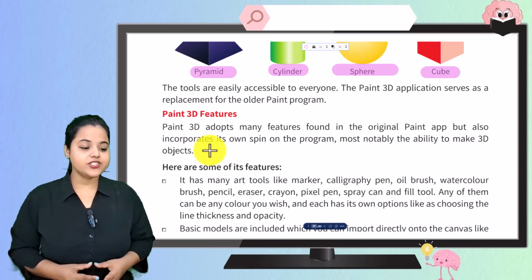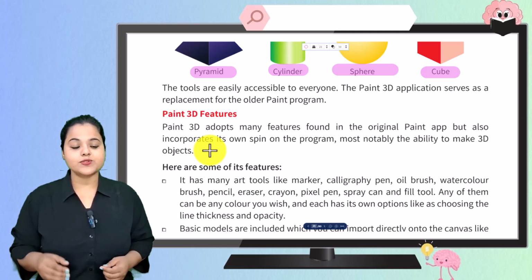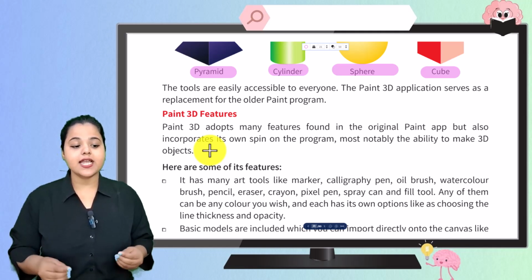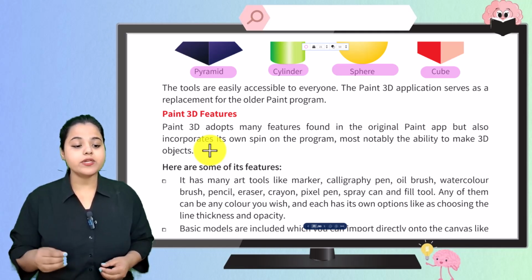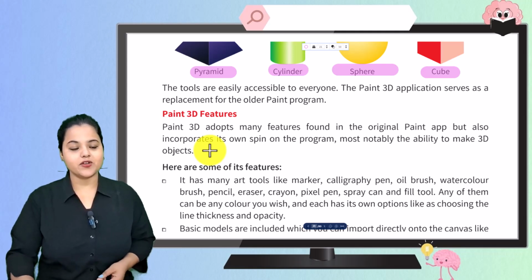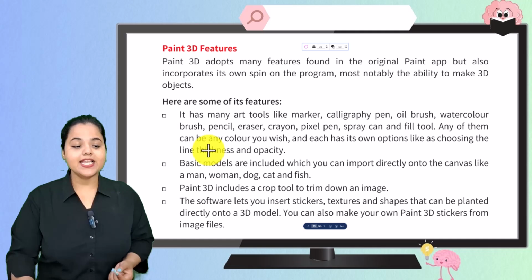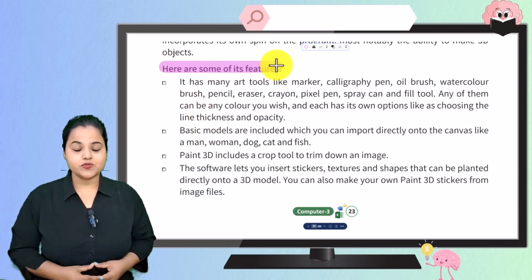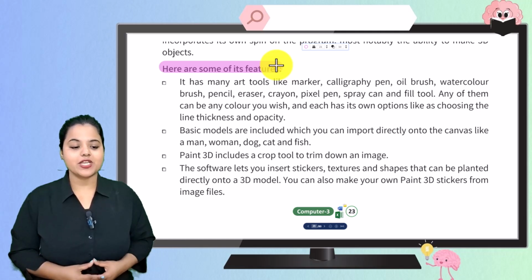Paint 3D features क्या क्या हैं? Paint 3D adopts many features found in the original Paint app, but also ये क्या करता है? Incorporate करता है its own spin on the program, and most notably the ability to make 3D objects. Now, अब हम पढ़ेंगे कुछ features. Here are some features. It has many art tools. बहुत सारे art tool options होते हैं बच्चों.